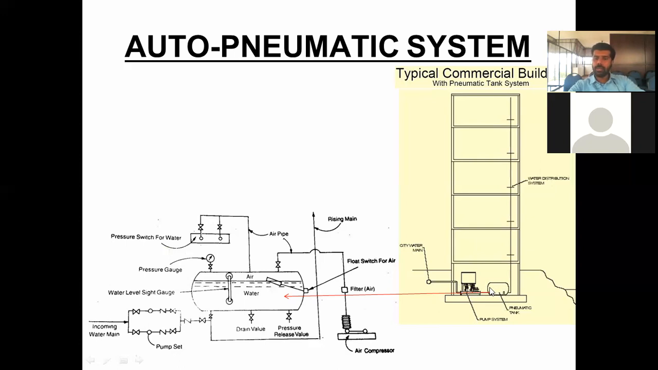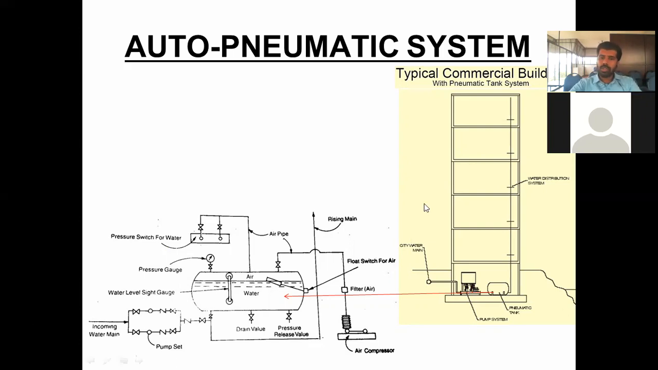Okay, there will be a tank filled with water as well as air. Both air and water will be filled in this pneumatic tank, and there will be pumps. It can be 2 or 3 pumps. According to our need, the pumps will be working. Sometimes it will be 1 pump, 2 pumps, or 3 pumps, depending upon the demand.